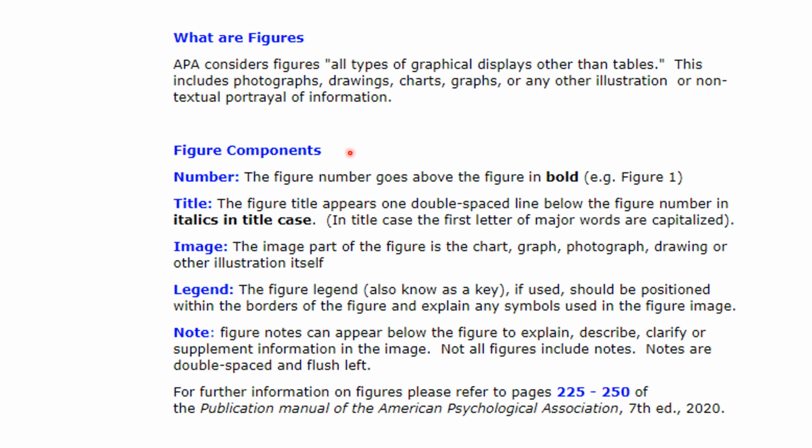What are the components of a figure? So for the figure number, it should go above the figure in bold. Example, Figure 1. This is in contrast with the style in APA 6th edition. Figure numbers in APA 6th edition are placed underneath the figure. So if you would like to see the difference, you may simply Google the difference between figures and tables APA 6th edition and 7th edition.